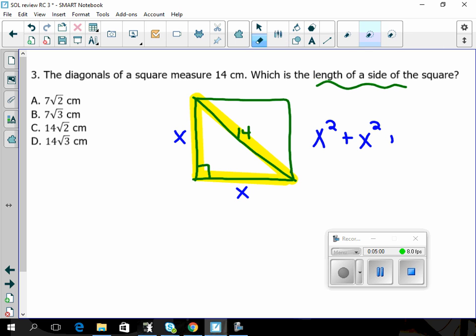So a lot of people didn't write this equation down, which again is something that I'm looking for. We're going to combine like terms.